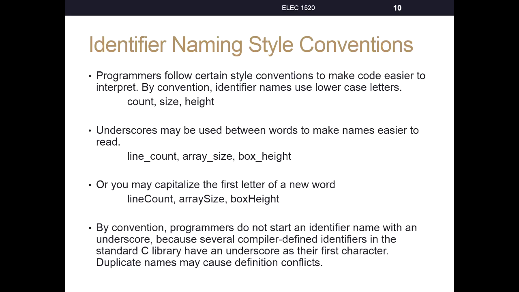Right. The other convention is that we usually don't start an identifier name with an underscore because there are several compiler-defined identifiers in the standard C library that already start with an underscore. And we actually don't want to accidentally create an identifier with the same name because duplicate names can cause definition conflicts. So normally, don't start your identifiers with an underscore.